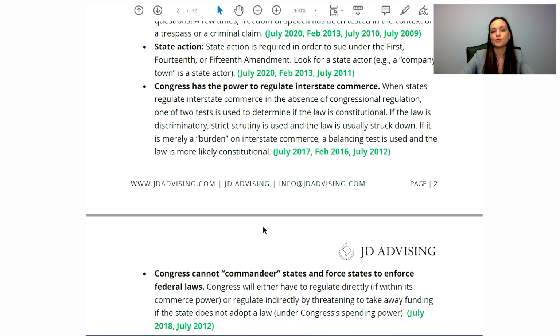Now, if the law is neutral, we apply a burden-benefit analysis. We essentially evaluate the burden that's being placed on interstate commerce and what type of benefit is being derived by the state. So here, while it is possible that the law could be unconstitutional, it's a little more likely we will uphold it so long as it is neutral on its face.